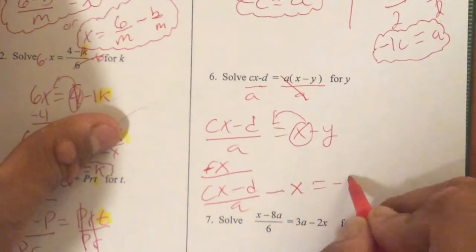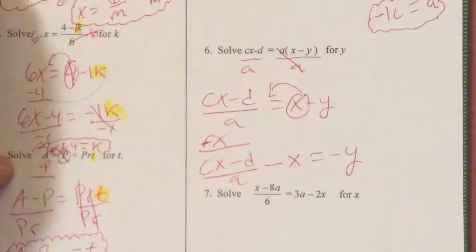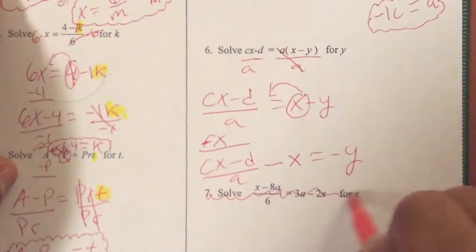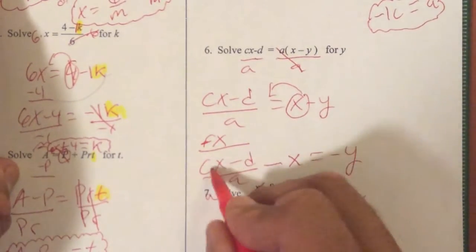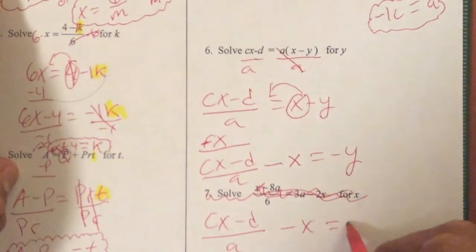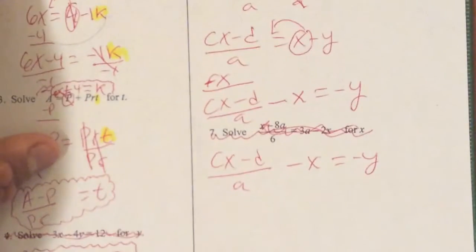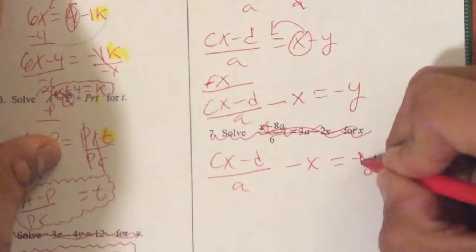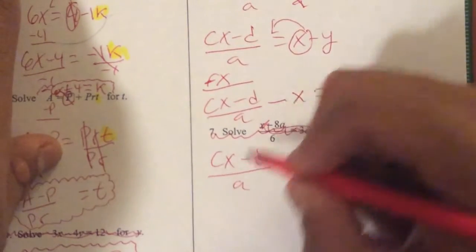equals negative y. Okay? Now, of course, there's problems here, so just mark them out because we're going to use that space. Now, we have cx minus d divided by a minus x equals negative y. That's what we said. But if you notice, we have a negative y, so that's technically a negative 1. So to be able to get rid of that, you got to divide by negative 1. Okay?